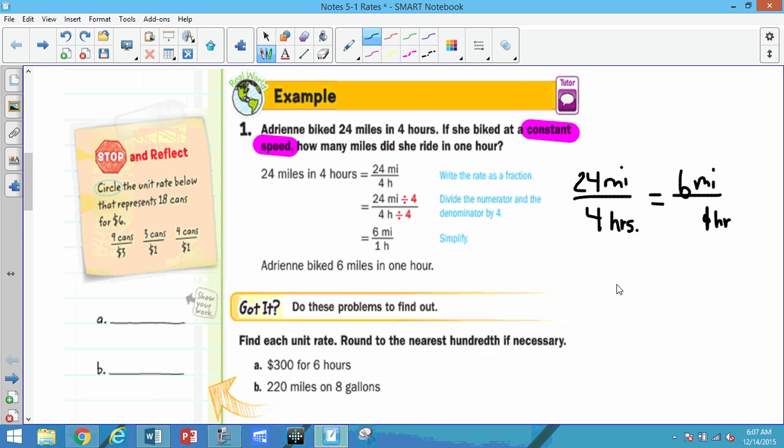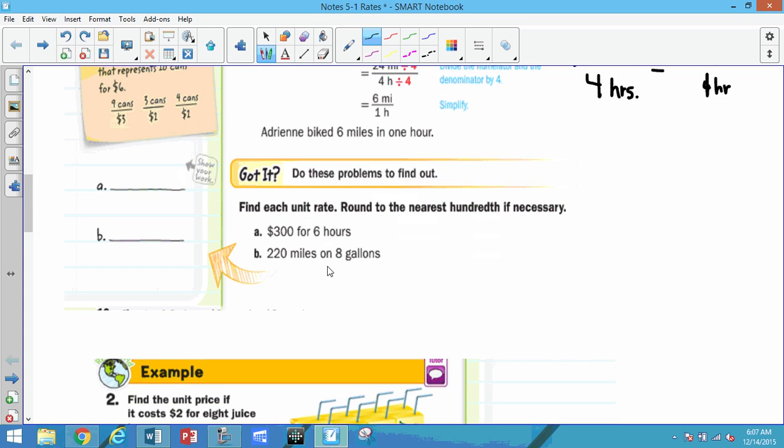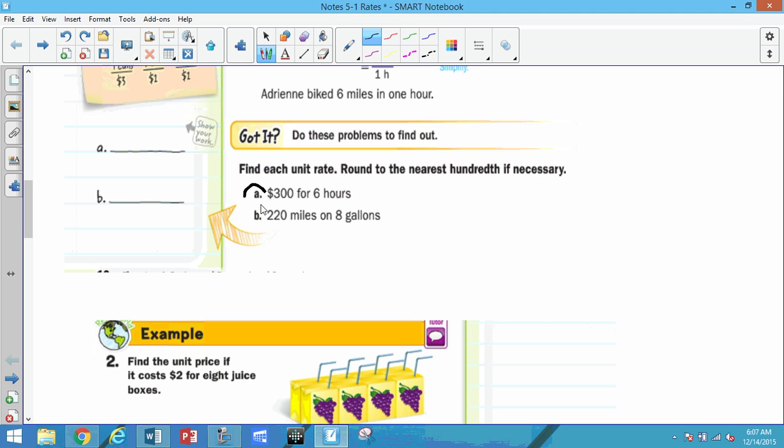Okay, I would like you to pause your computer, and I would like you to do A and B for me, please. Do A and B. Okay, so A is $300.